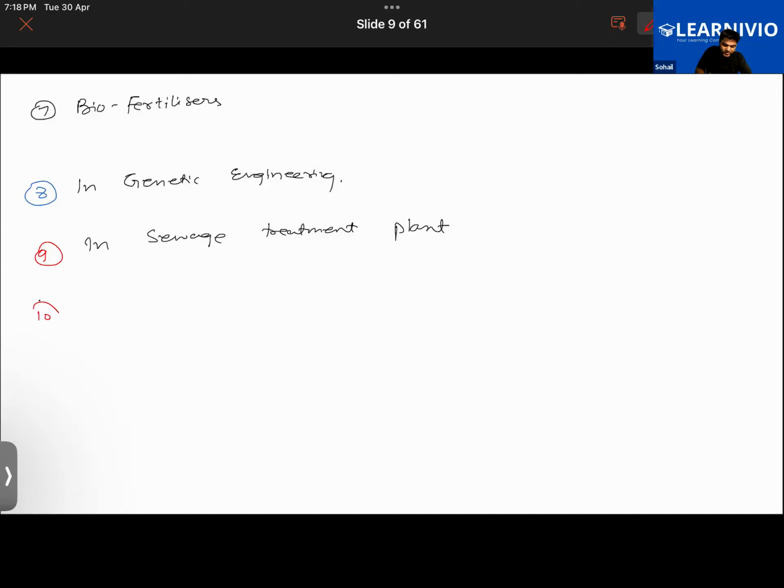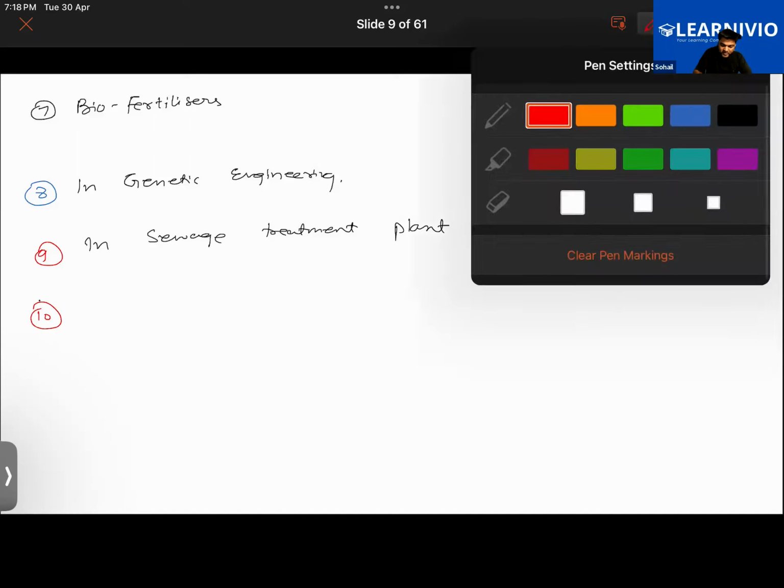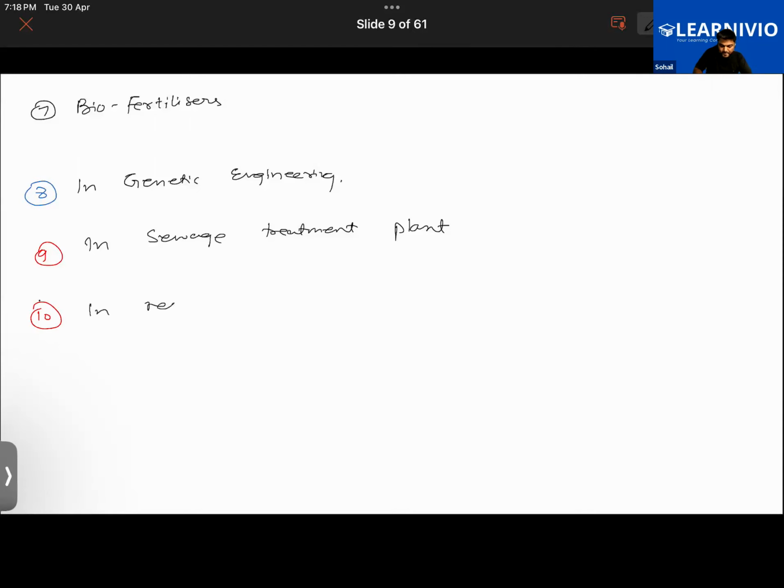So the last point would be in recovery of gold, copper, and other metals in the mining industry.